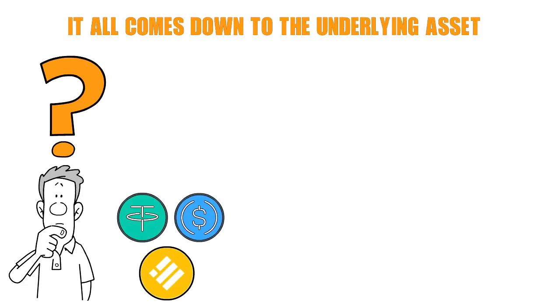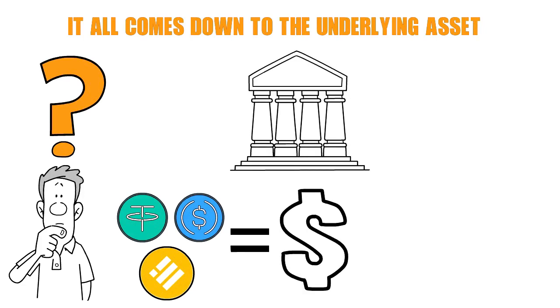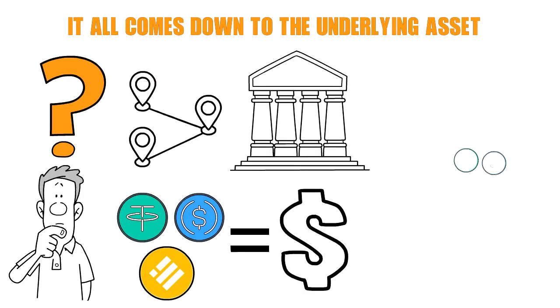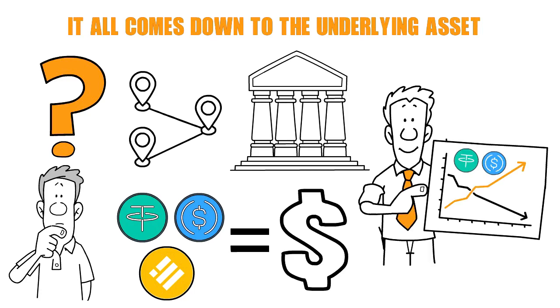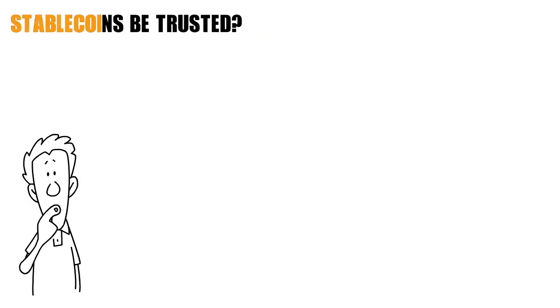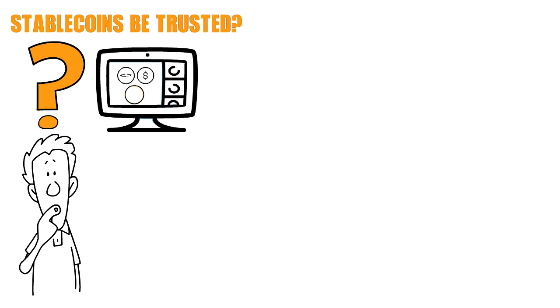It all comes down to the underlying asset. For example, a stablecoin that's pegged to the US dollar usually has a corresponding amount of dollars stored in a secure location. This ensures that the stablecoin's value remains stable, regardless of market fluctuations. Now, you might be wondering, can stablecoins be trusted? That's a great question, and one we'll be exploring in this video.